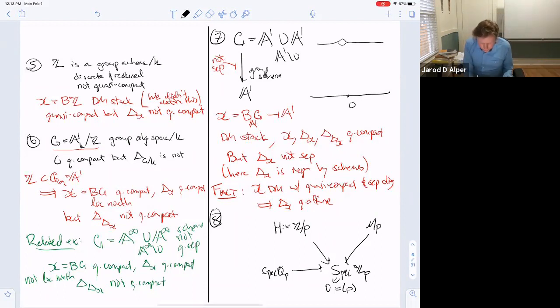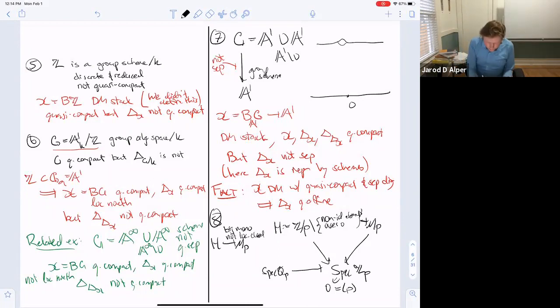I'm going to define now H, where I take H and remove all non-identity elements over zero. So now H looks like the constant group scheme Z mod P over spec ZP, but over the origin I just have one point at the identity. And then I have this map H to mu P, all living over spec ZP. This is a bijective monomorphism, but it's not a locally closed immersion. And it's an isomorphism over QP, not a locally closed immersion.